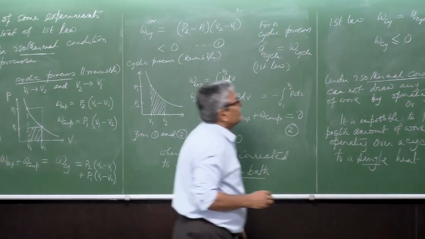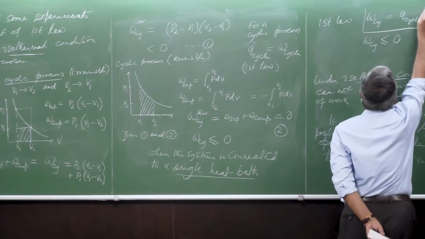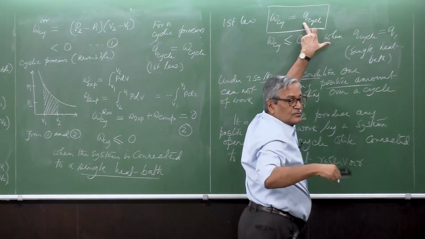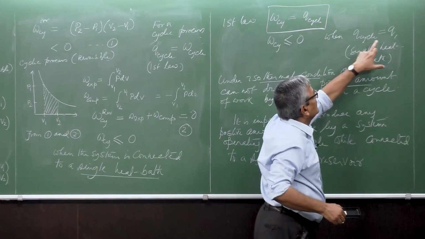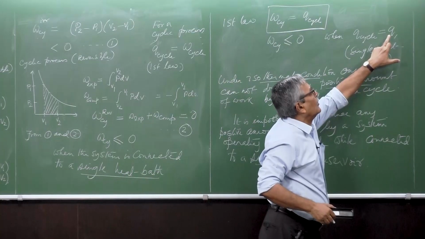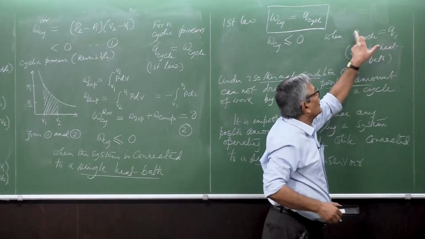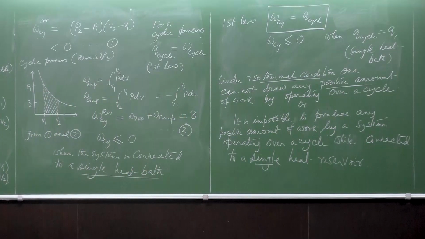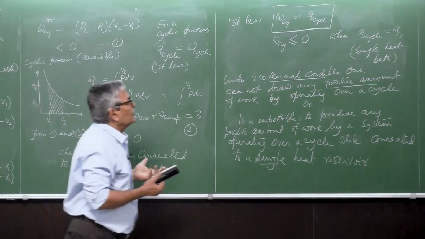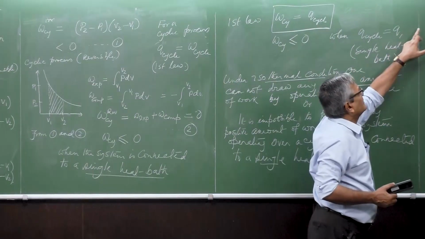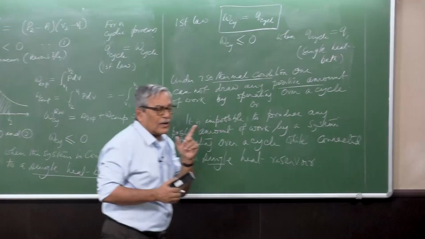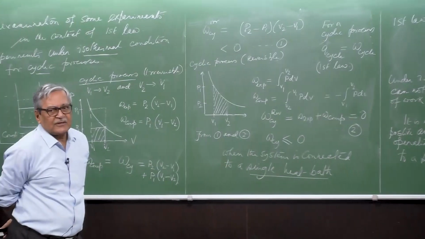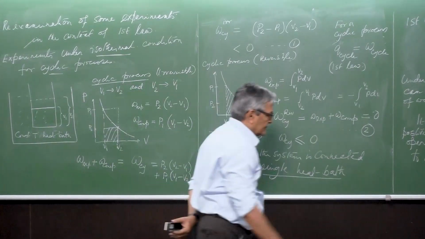You can see that this relation holds good, but there is a qualification on Q, that is, Q is composed only of heat from a single heat reservoir. W of a cycle can actually have many heat reservoirs, multiple reservoirs. So, W cycle may be Q1 plus Q2 plus Q3. If you have only Q1, then you cannot have any positive amount of work. So, this is basically the second law, again a statement.